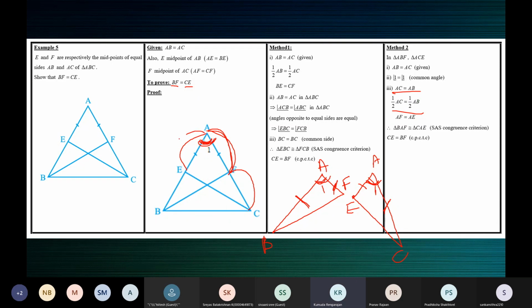Similarly, half of AB is AE or EB. Let's take AE. So half of AC is AF, half of AB is AE. AF is equal to AE. So by the SAS congruence criterion, the two triangles are congruent to each other. So the triangles are identical. CF is equal to BE, CPCTC. You can see it here. CE is equal to BF, CPCTC.